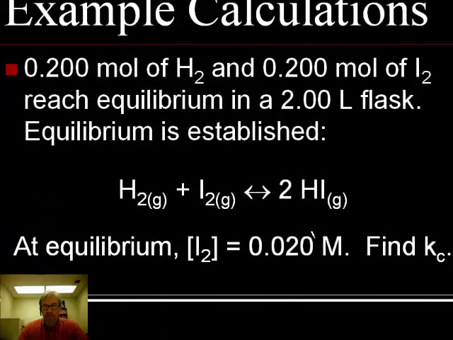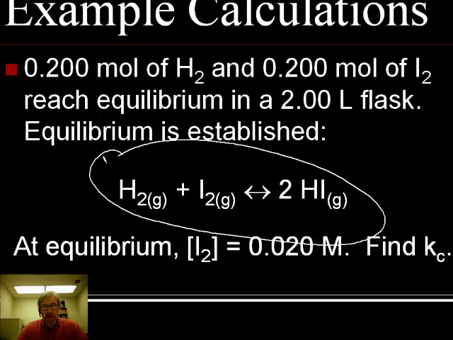Now I'm going to introduce you to some tricks that we can use to solve equilibrium type problems by doing three example calculations. The first one here says I have 0.2 moles of H2, 0.2 moles of I2, and I'm putting them in a 2-liter flask and allowing them to reach equilibrium. Here's the relevant equilibrium expression, the reversible reaction. And we know that at equilibrium, I2 is going to be equal to 0.02 molar, and our job is to determine what is Kc for this reaction at this particular temperature.